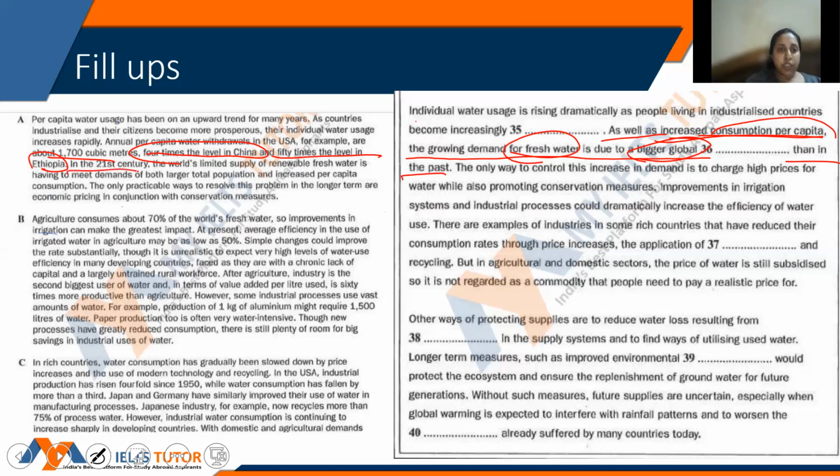In the 21st century, the world's limited renewable fresh water is having to meet the demands of both a larger total population and increased per capita consumption. Now, what are they saying? Renewable fresh water has to fulfill the demand. Whose demand? The increased per capita consumption, along with the global population. Larger total population. Larger means bigger, total means global population.